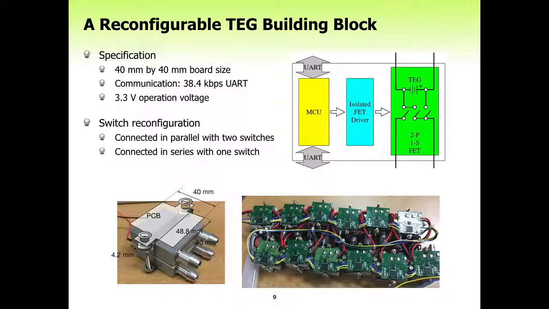A reconfigurable TEG building block consists of several components such as a microcontroller, sensors, interconnections, isolated power MOSFET drivers, and switches. It has a specification of 40mm by 40mm board size, 38.4 kilobits per second UART communication, and 3.3 V operation voltage. It has 2 ways of reconfiguration: in parallel with the 2 switches and in series with the 1 switch.